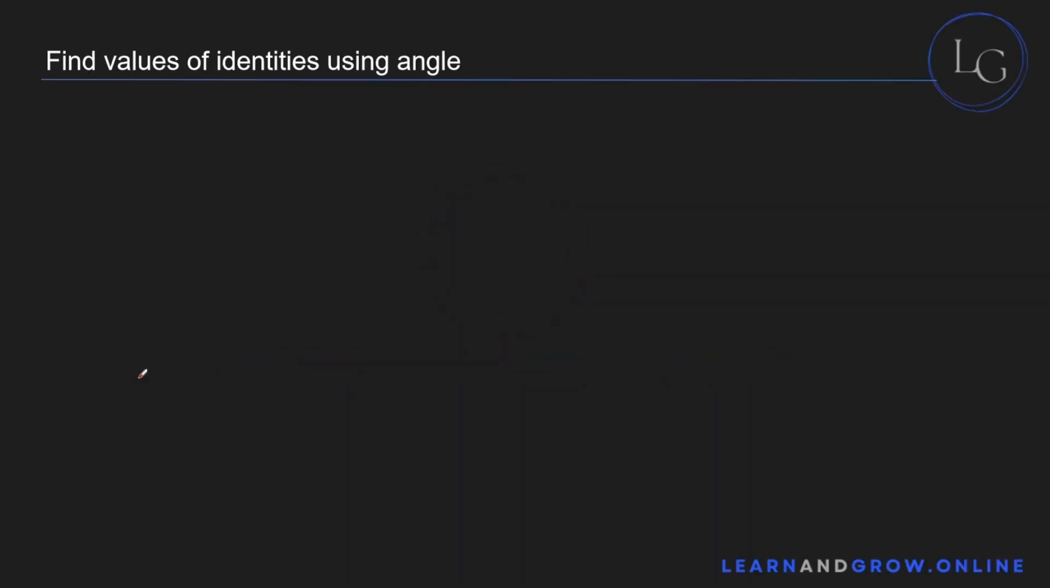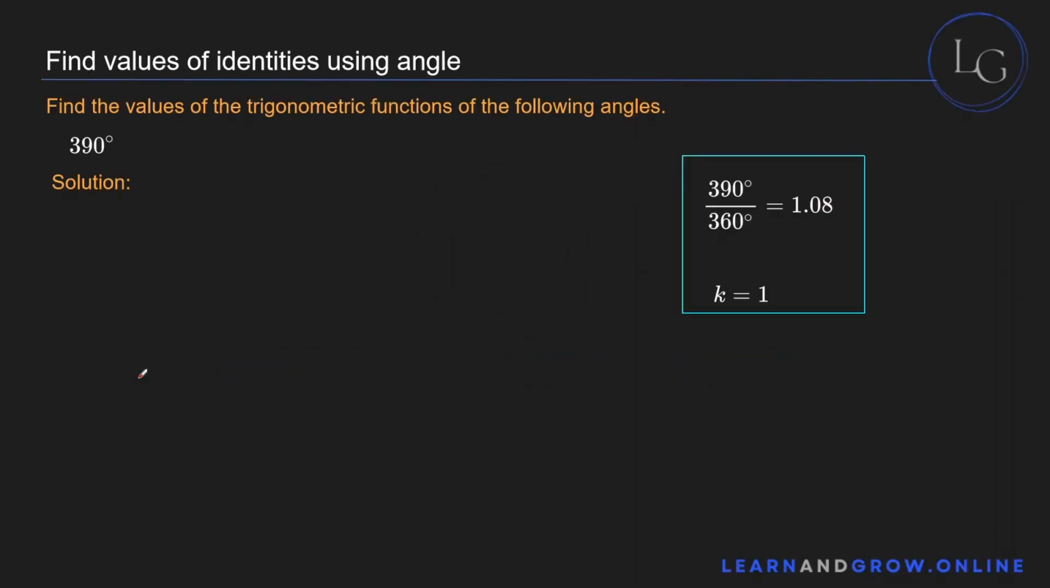Now find the values of identities using an angle. So we need to find the values of trigonometric functions for 390 degrees. Now the way to find it, the value is very huge. It's beyond 360. So once it goes beyond 360, you basically need to find its equivalent angle that is not beyond 360 degrees.